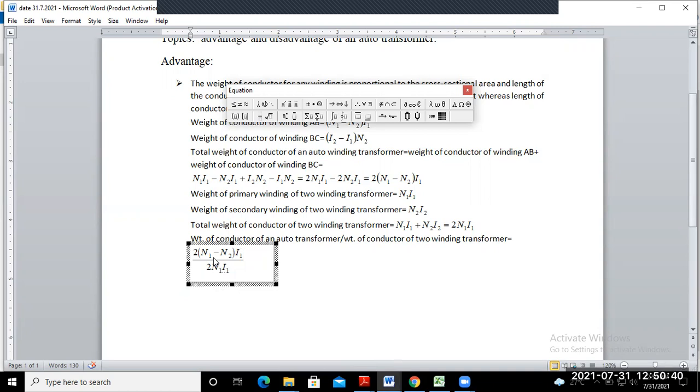So right here, 1 minus N2 by N1. N2 by N1 is already taken as K. So for the weight of conductor, we can write here only 1 minus K, that means N2 by N1 is K. So 1 minus K.